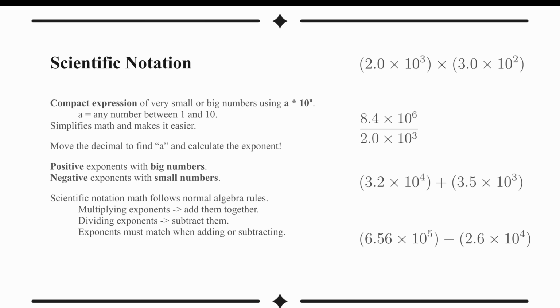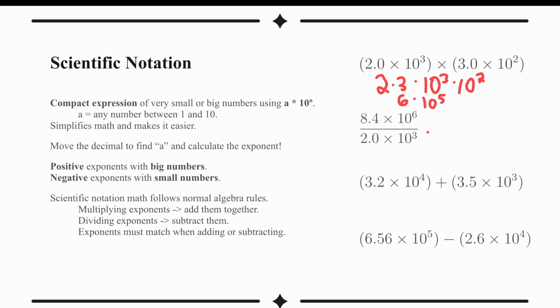Scientific notation math follows normal algebra rules. When you multiply the exponents together, you should add them, and when you divide exponents, you should subtract them. For instance, if we have 2 times 10 to the third times 3 times 10 to the second, this is the same as writing 2 times 3 times 10 to the third times 10 to the second. 2 times 3 is 6, and this number will end up being 10 to the power of 3 plus 2, so 10 to the fifth.